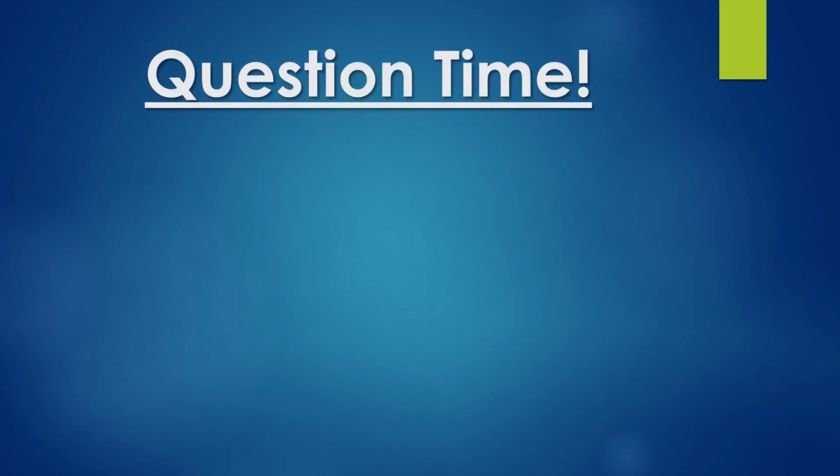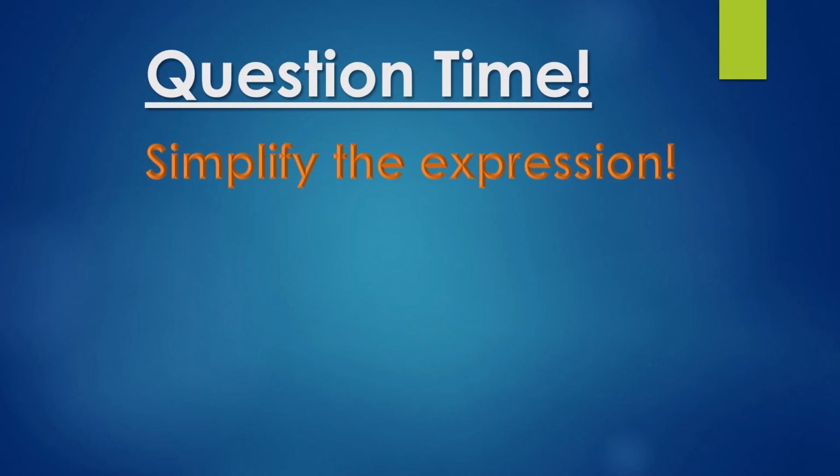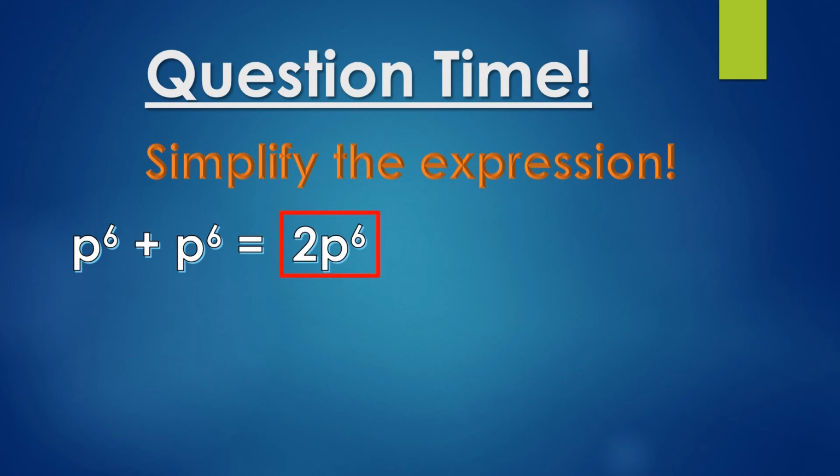Now, it's question time! It's time to simplify the expression, students. Let's see what we can do. P to the 6th plus p to the 6th. Since we're adding these terms with exponents, we're going to have to add the coefficients and leave the exponents alone. So we have 2p to the 6th.